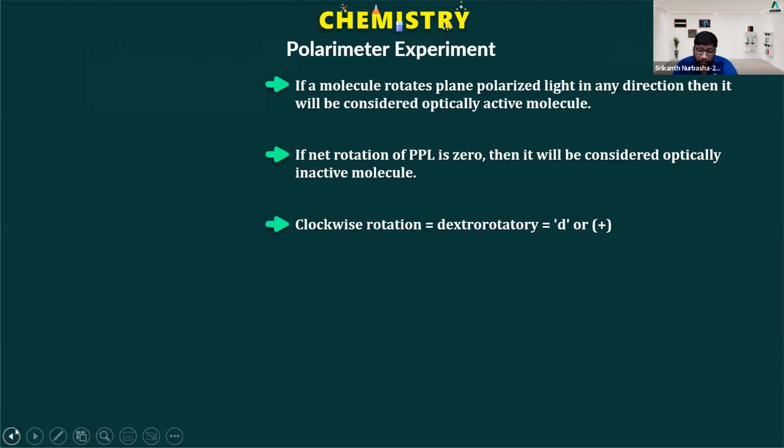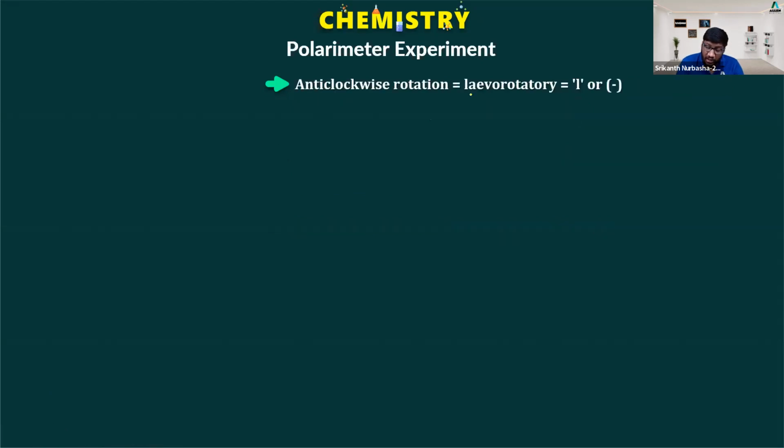If a molecule rotates plane polarized light in any direction, either clockwise or anti-clockwise, it will be considered optically active. It does not matter. If it can rotate the plane polarized light, it is optically active. If the net rotation of plane polarized light is 0, then it is optically inactive. Clockwise rotation means dextrorotatory, which is also indicated with small d or plus sign. Anti-clockwise rotation means levorotatory, which is also indicated with L or minus sign.